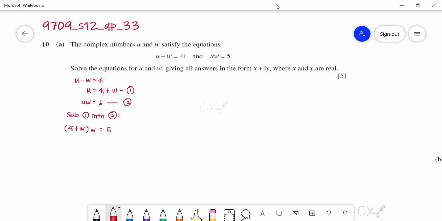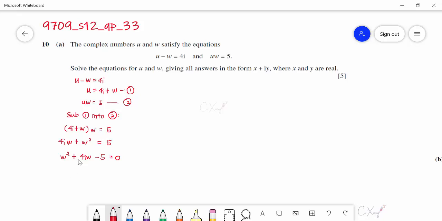Okay, so from here, what I will get is a W. Okay, 4iw plus W squared equals 5. Then again, if I rephrase everything, I have W squared plus 4iw minus 5 equals 0. So from here, if you want to continue, there are a few ways for you to do it.